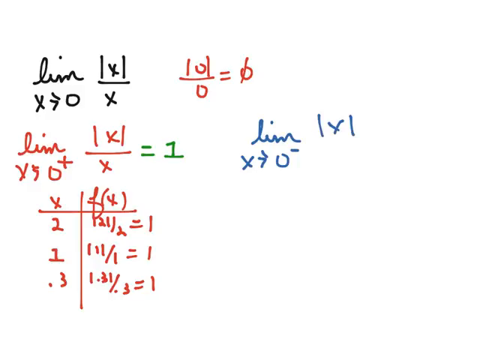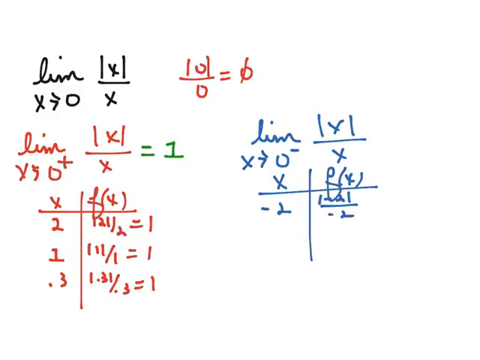On the other hand, if we take the limit as x approaches 0 from the left, and we plug in numbers that are smaller than 0 but are getting closer to 0, we can do the same thing we did on the last one. For example, we might substitute in negative 2. If I put in negative 2, I would have the absolute value of negative 2 divided by negative 2. Well, the absolute value of negative 2 is positive 2, divided by negative 2 gives me negative 1 this time.